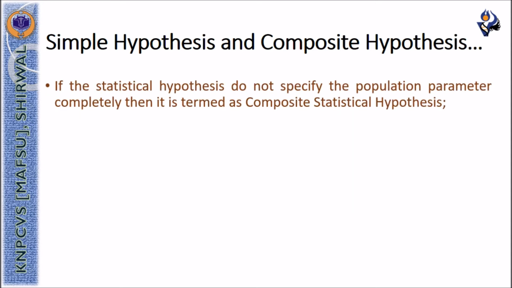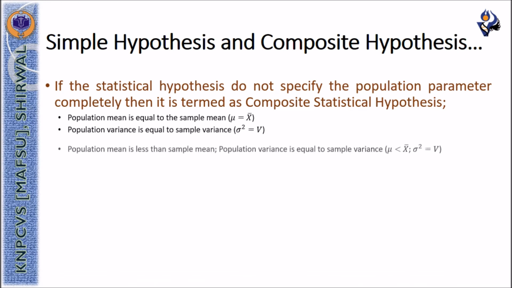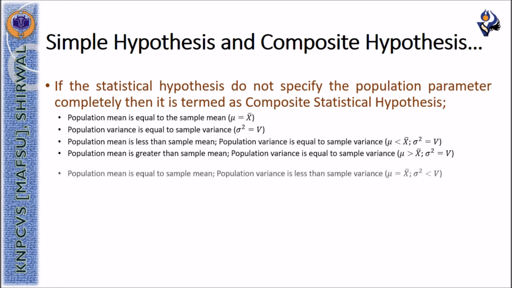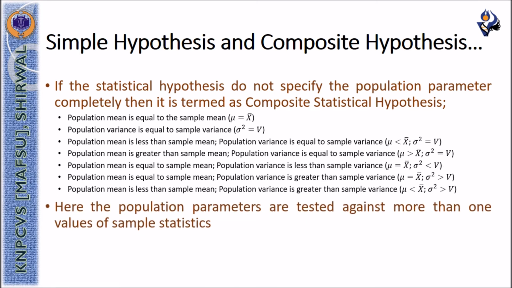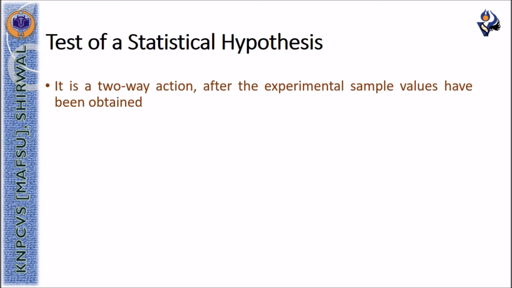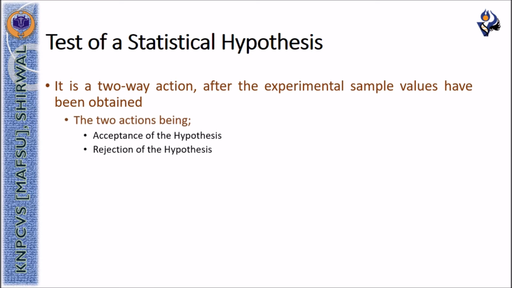If the statistical hypothesis does not specify the population parameter completely, then it is termed a composite statistical hypothesis. For example, if we look at all the given statements, we observe that we are testing the population parameter against more than one value of sample statistic. Test of a statistical hypothesis is a two-way action after the experimental sample values have been obtained. The two actions are either acceptance of the hypothesis or rejection of the hypothesis.